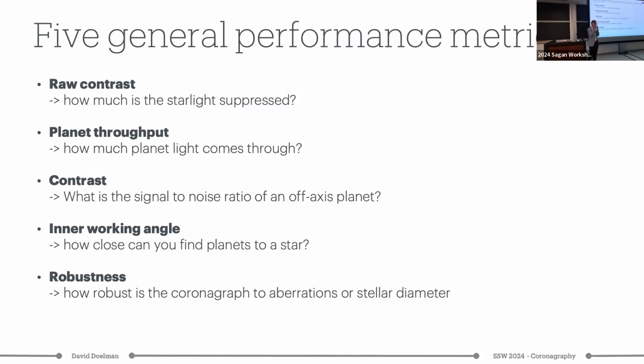If I make a black mask as large as the pupil, I have no starlight. I also have no planet light. So that's not a good coronagraph, right? So that's why you divide contrast by the planet throughput.